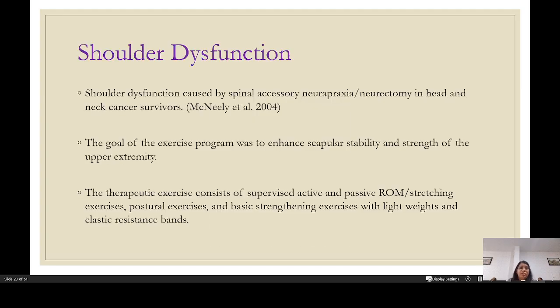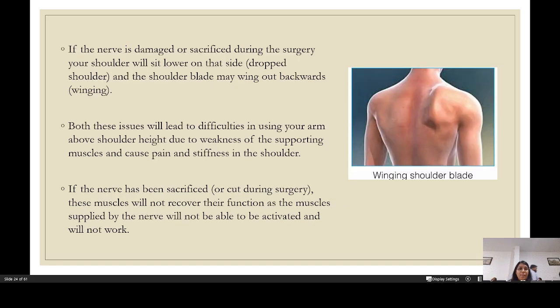Next is shoulder dysfunction. Shoulder dysfunction is caused by spinal accessory neuropraxia or neurectomy in head and neck cancer survivors. The goal of the exercise program is to enhance scapular stability and strength of the upper extremity. The therapeutic exercise consists of supervised active and passive range of motion, stretching exercise, postural exercise, and basic strengthening exercise with lightweight and elastic resistance band.